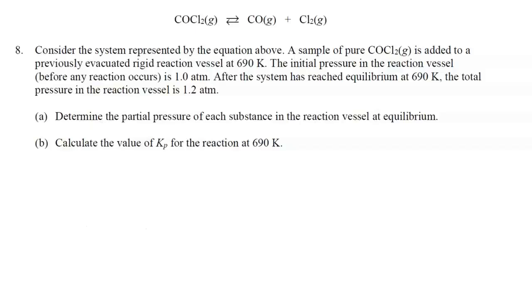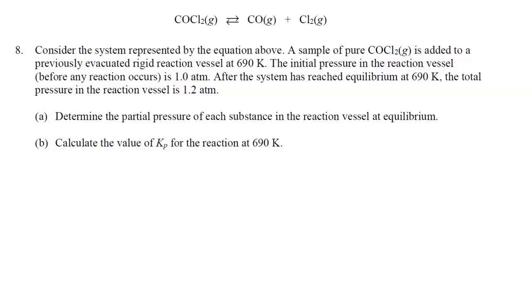This is question 8 in your packet. It says, consider the system represented by the equation above. And we see a balanced equation in which 1 mole of COCl2 decomposes to produce 1 mole of CO and 1 mole of Cl2. A sample of pure COCl2 is added to a previously evacuated rigid reaction vessel at 690 Kelvin. The initial pressure in the reaction vessel before any reaction occurs is 1.0 atmospheres. After the system has reached equilibrium at 690 Kelvin, the total pressure in the reaction vessel is 1.2 atmospheres. Part A, determine the partial pressure of each substance in the reaction vessel at equilibrium.